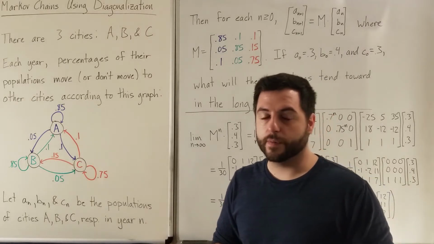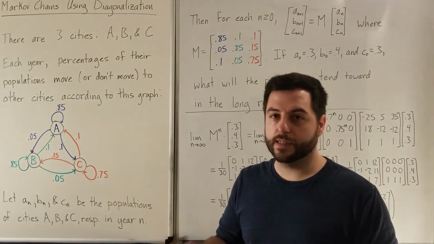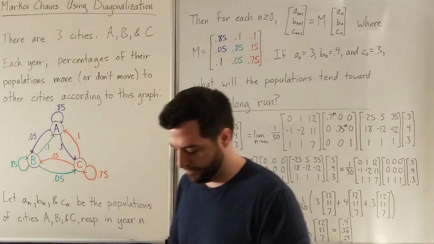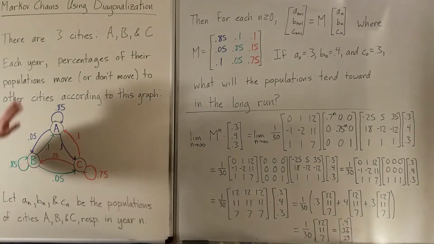Hi, in this video we're going to be talking about Markov chains and using diagonalization to show what happens to Markov chains in the long run. So we're going to be using this example here.